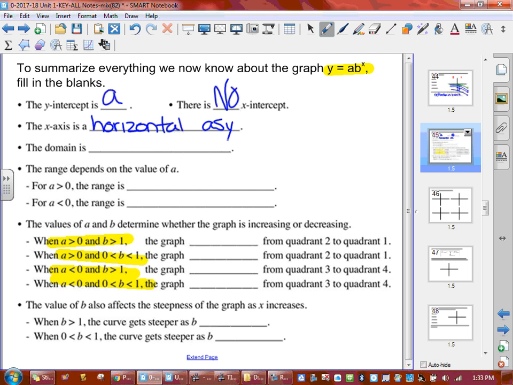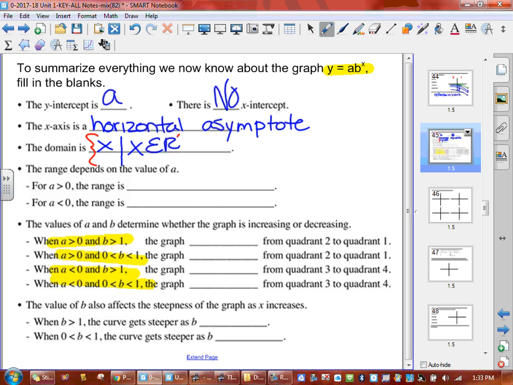Okay, so it's a horizontal asymptote. What do you think your domain is? What's our domain? X is an element of the real numbers. So we're going to write it officially, and we're going to say x such that x is an element of the real numbers. Then we're going to put it in our curly braces. That's officially how you would write your domain.